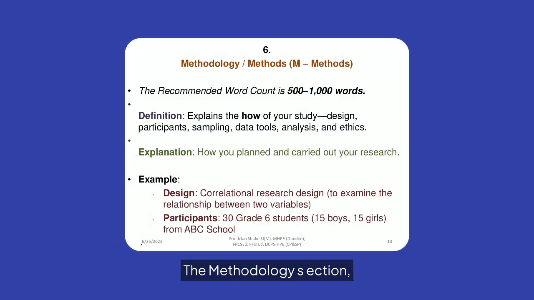The methodology section, 500 to 1,000 words, explains the how of your study: design, participants, sampling, data tools, analysis, and ethics. It details how you planned and carried out your research. For example, design: correlational research design to examine the relationship between two variables. Participants: 30 grade 6 students.